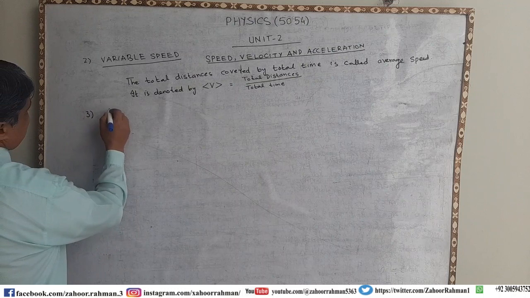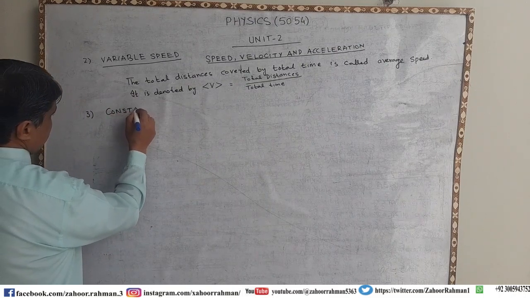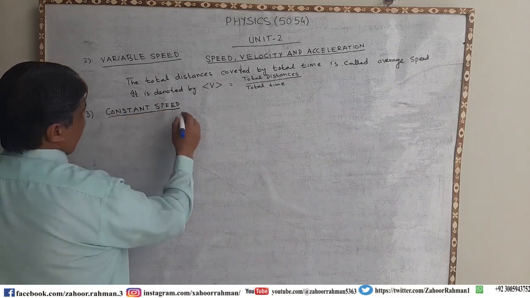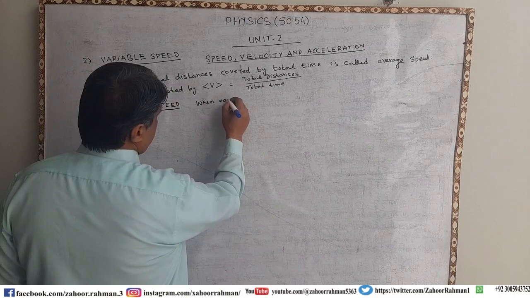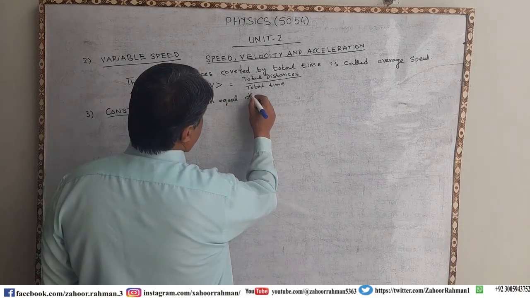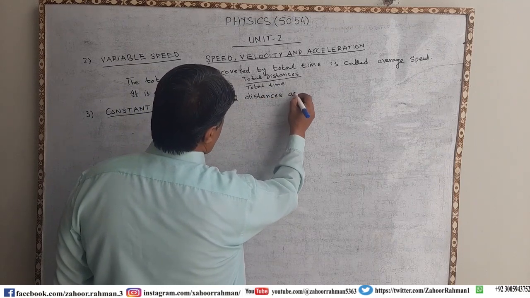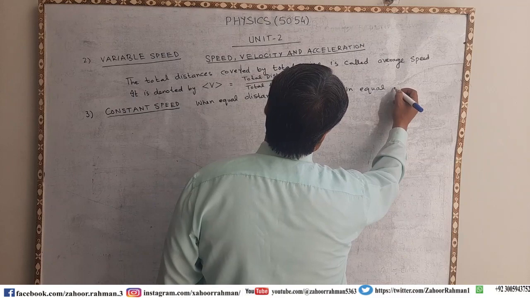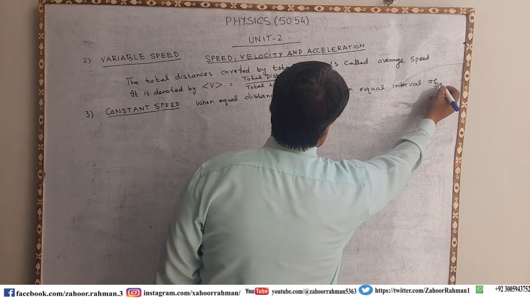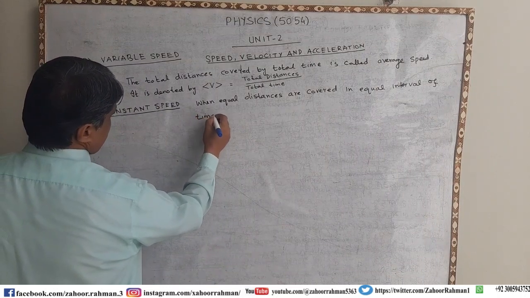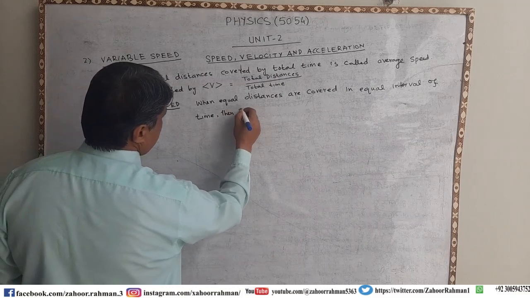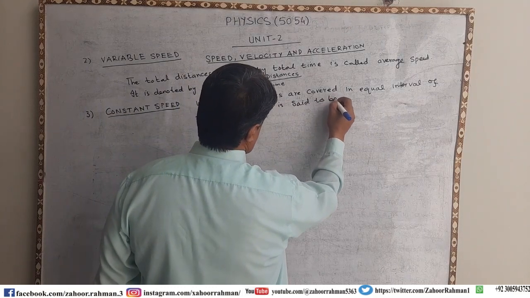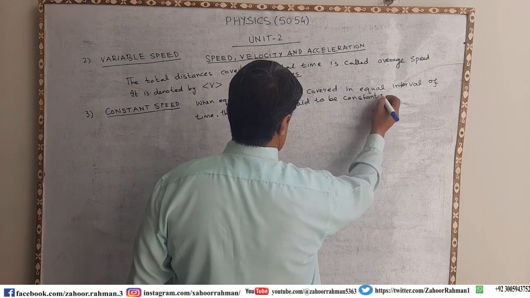Third number, constant speed. And that is when equal distances are covered in equal interval of time, then the speed is said to be constant speed.